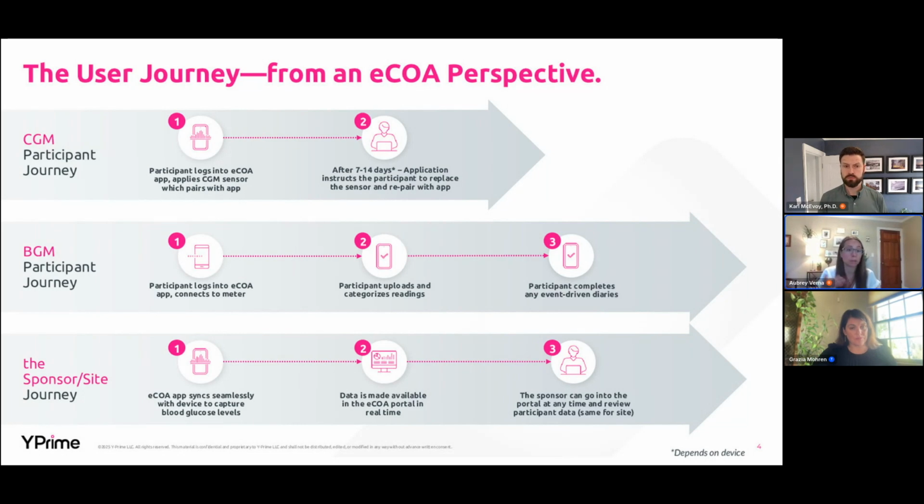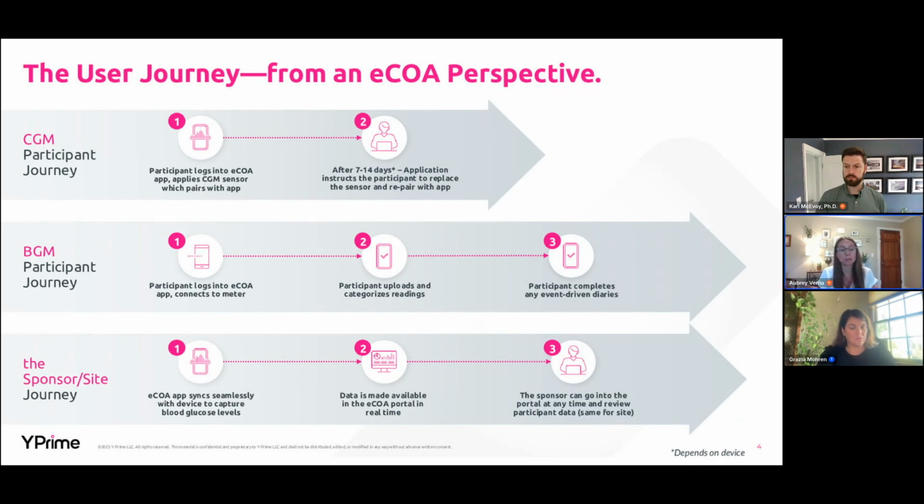So in both journeys here, CGM or BGM, you've got that Bluetooth connection, which allows readings to be uploaded. Within the BGM, the readings would be uploaded at the patient's discretion. And then if there are readings that require additional diaries to be completed, generally what we see is that if there's a hypoglycemic or hyperglycemic reading that's uploaded, upon categorization of that reading, there may be additional event-driven diaries or symptom diaries to complete as part of that journey.